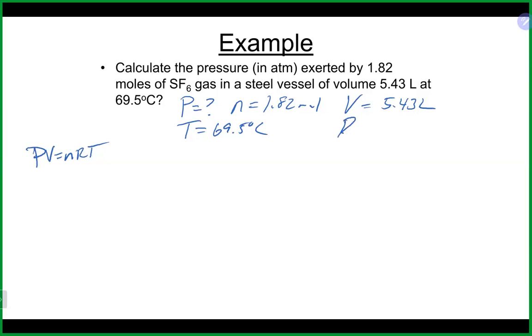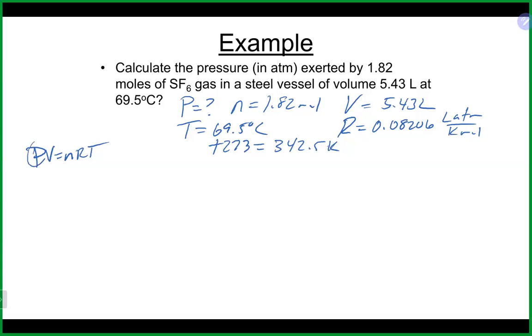Remember, much like this problem, they don't give it to you, but you always have the value of R available to you, which is a constant. In terms of units, everything's good except for our temperature. We do have to convert our temperature into Kelvin, so we're going to do a little 273 action on it. That's going to give us 342.5 Kelvin.